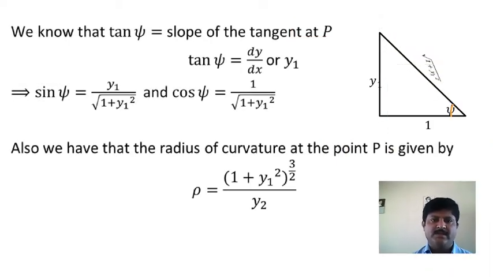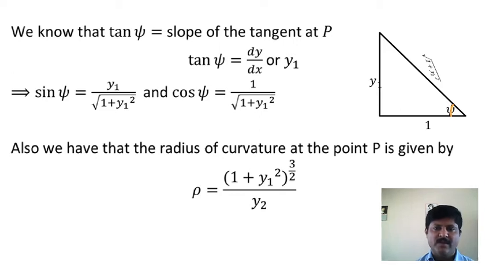Next we know that tan psi equals the slope of the tangent at P. Therefore tan psi equals dy by dx, or y1. Here dy by dx equals y1. Therefore sin psi equals y1 by root of 1 plus y1 square, and cos psi equals 1 by root of 1 plus y1 square. Also we have the radius of curvature at the point P given by rho equals 1 plus y1 square whole to the power of 3 by 2, whole divided by y2, where y2 is the second order derivative.